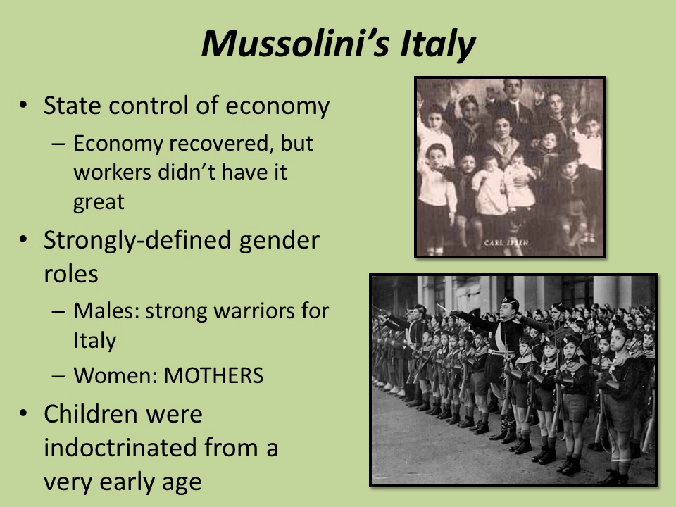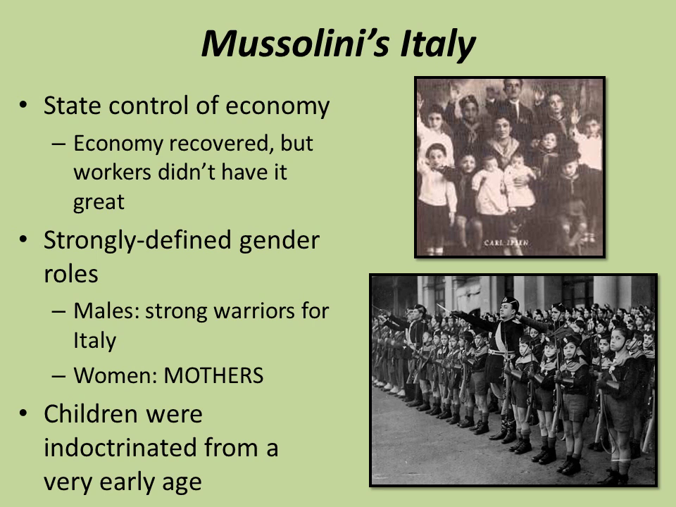So a quick look at some of the things Mussolini actually did within Italy. Again, he takes control of the economy, and the economy does recover some in the 1920s. Things get a little better after the war, but at the expense of the workers. The workers don't make very much money, and they don't have very good working conditions. But again, in fascism, the important thing is not the individual. The important thing is the country.